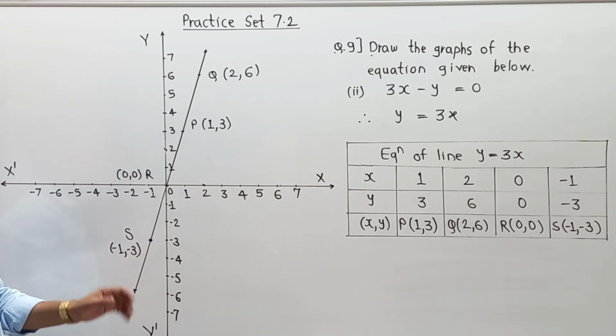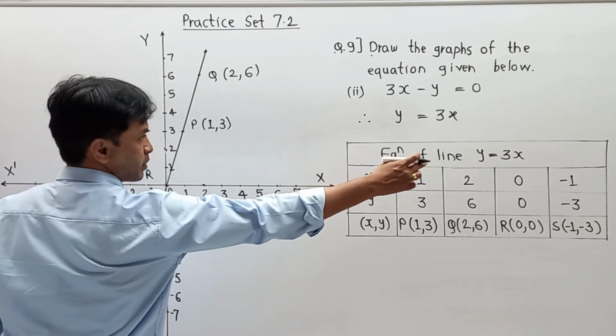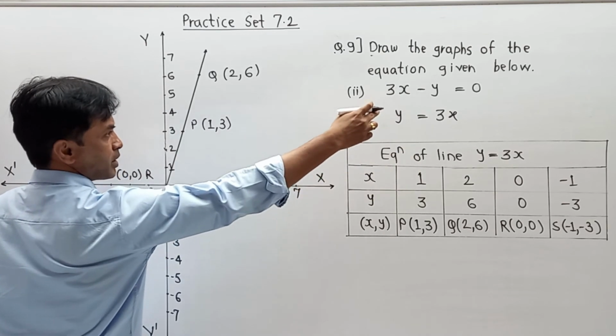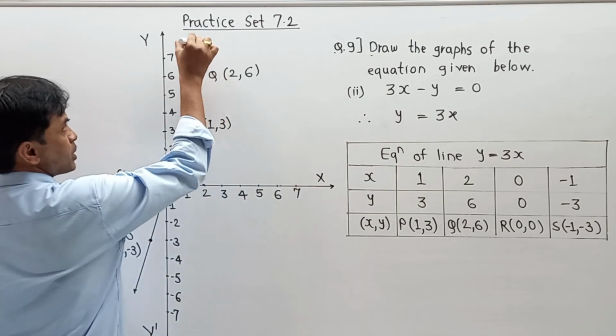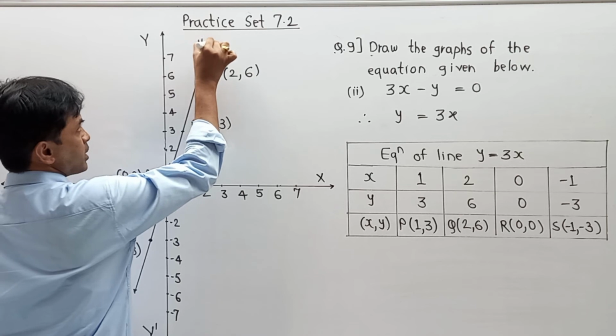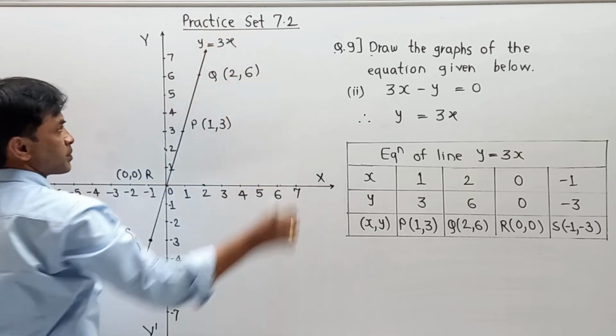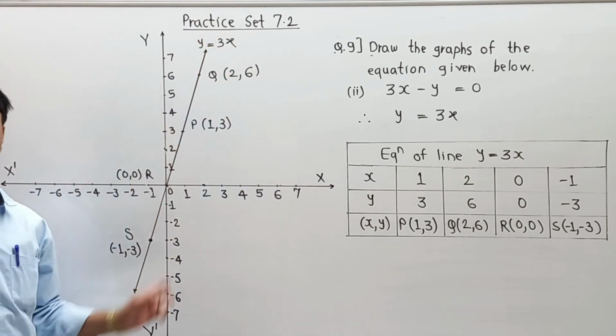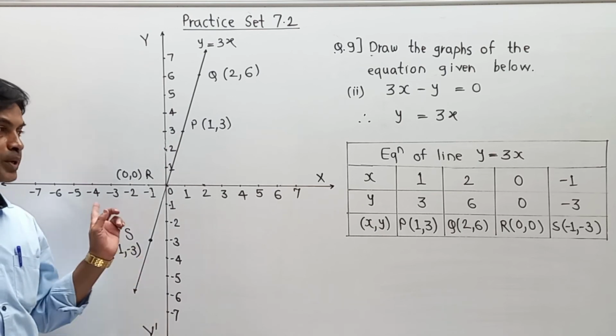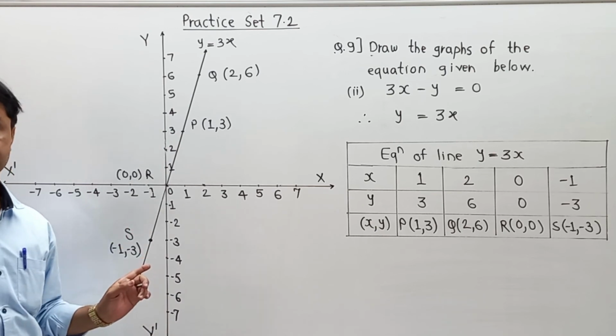And finally we have to write the equation of the line. Either you can write y is equal to 3x or 3x minus y equal to 0. Here I am going to write the equation of the line: y is equal to 3x. And in this way, you are supposed to complete the graph. So please pay attention and clear your doubts.